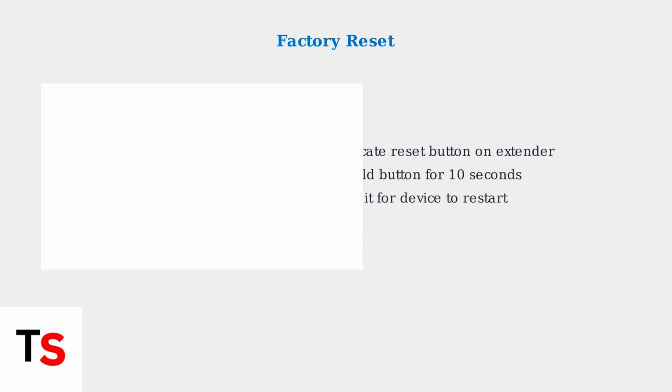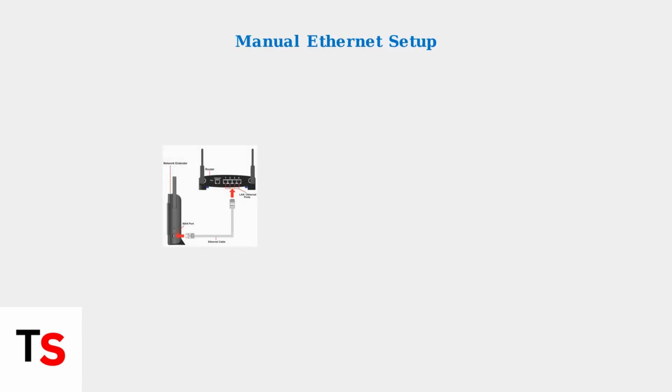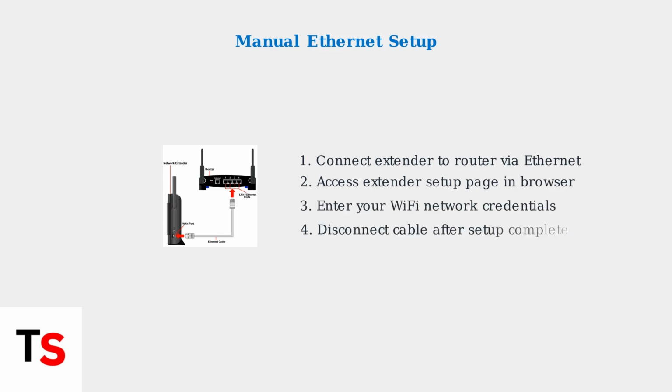If basic troubleshooting hasn't resolved the blinking white light, it's time for advanced solutions. First, perform a factory reset by locating the reset button on your extender. Hold the reset button for exactly 10 seconds. This will restore the extender to factory default settings, erasing all previous configurations. After the reset, reconfigure your extender. If wireless setup fails, use an Ethernet cable to connect the extender directly to your router for manual configuration.